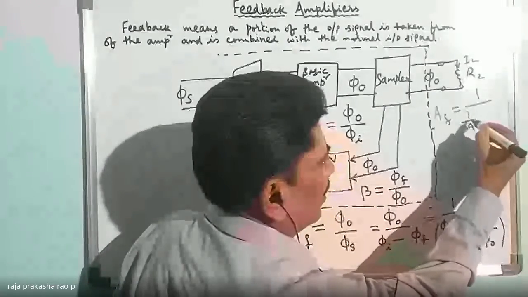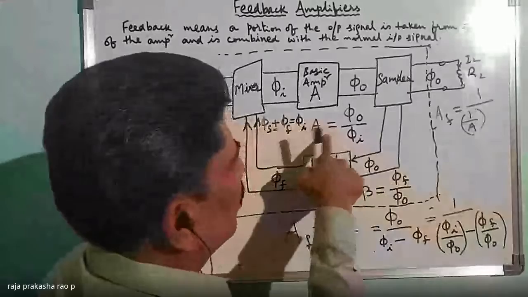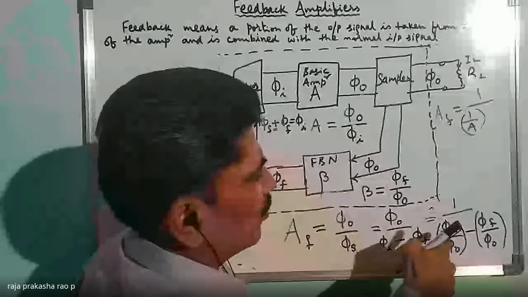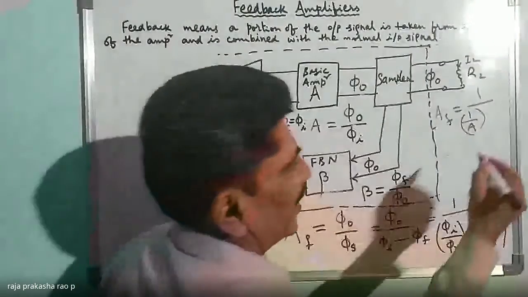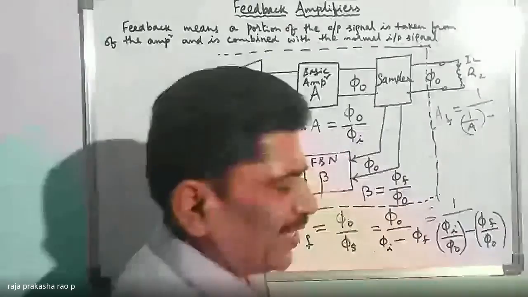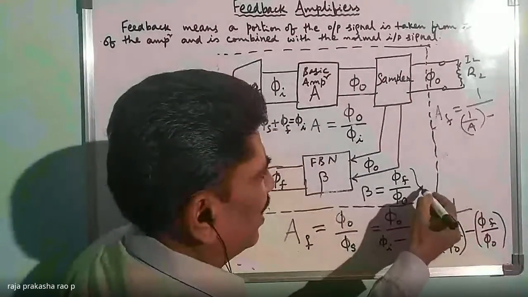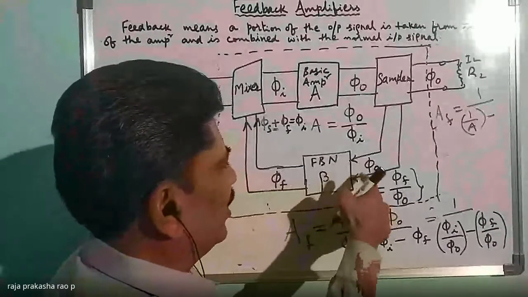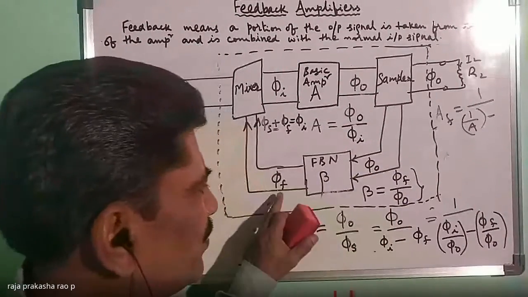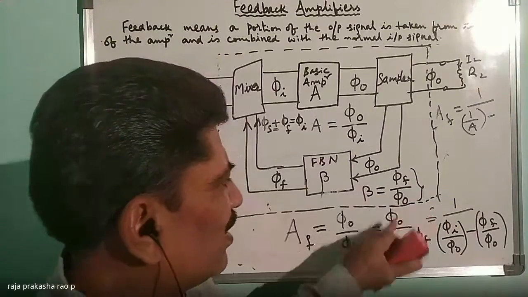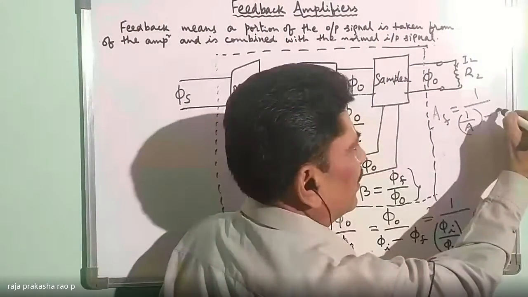Students: Yes, sir. 1 by A, not A. 1 by A. A is equal to phi naught by phi i. So phi i by phi naught is 1 by A minus phi f by phi naught. Phi f by phi naught, this one, that is beta. Phi f by phi naught, input to this is phi naught, output is phi f. So beta is equal to phi f by phi naught. So just write beta here.